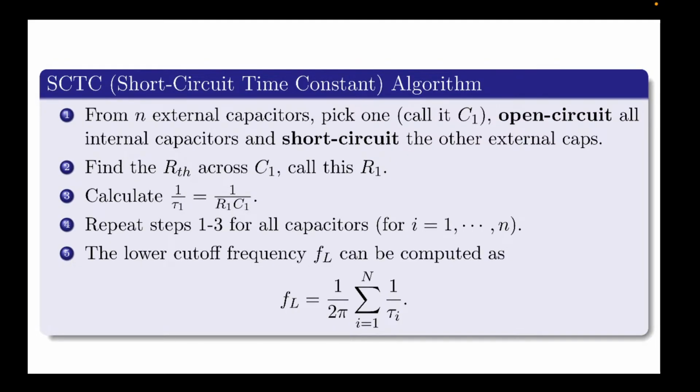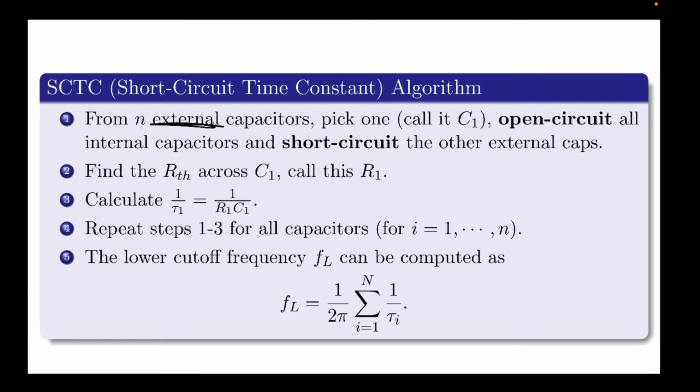What it says is that if you pick from n external capacitors, these are your extrinsic capacitors. So going back to what Josh said, you'd pick one of the capacitors. You would open circuit all the internal capacitors of your circuit, so these would be the capacitors inside of the models, your C pi and your C mu. And then you would short circuit all the other external capacitors. I'll get to why you do that in a second.